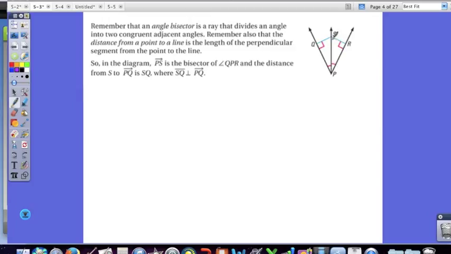And if you also remember that the distance from any point to a line is the length of the perpendicular segment from the point to the line, actually from the point to here. So QS and SR are going to be congruent because this point is equidistant from ray PQ and from ray PR.